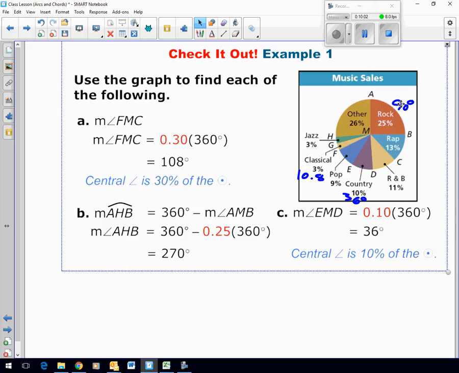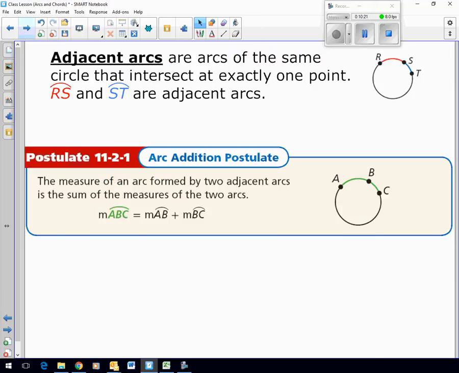Okay? Really, this is just a fancy way of telling you guys, hey, what is 8% of 360? Okay? What is 15% of 360? What's 25% of 360? And so on and so forth. Alright. Well, we're going to move on to better things, though.